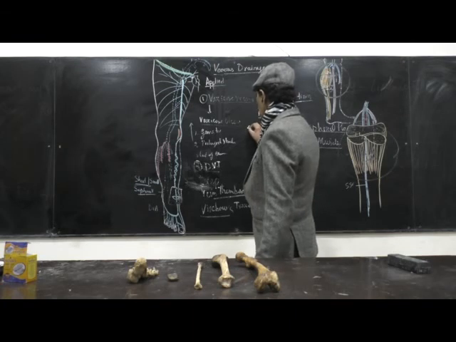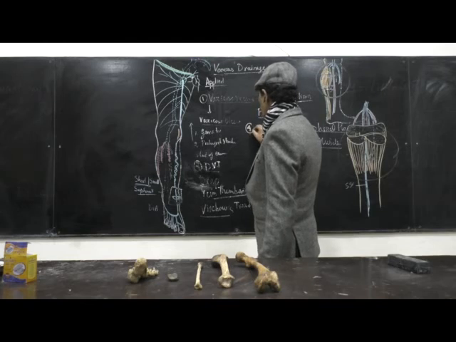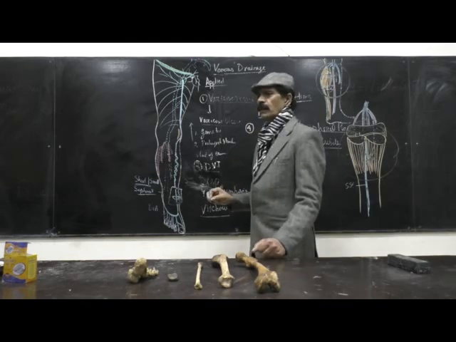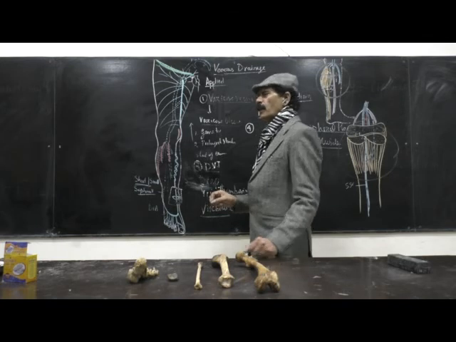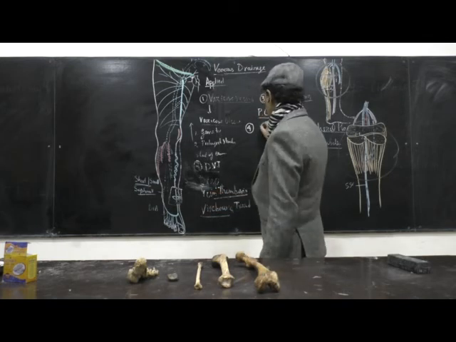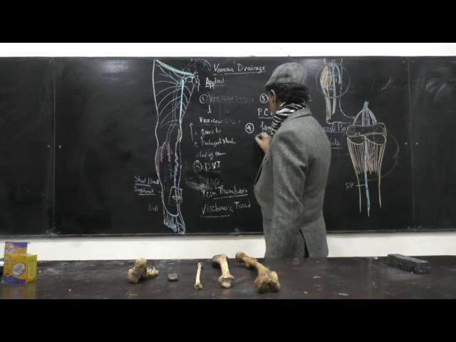So another problem of the venous system in the lower limb, very common in females, is calf pain.